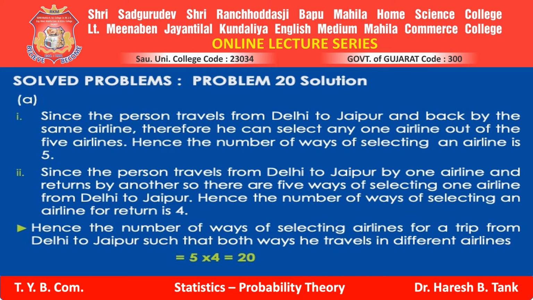Since the person travels from Delhi to Jaipur by one airline and returns by another, there are 5 ways of selecting one airline from Delhi to Jaipur. Hence the number of ways of selecting an airline for return would be 4. Right enough. So the number of ways of selecting airlines for a trip from Delhi to Jaipur such that both ways he travels by a different airline becomes 5 multiplied by 4, which is 20.